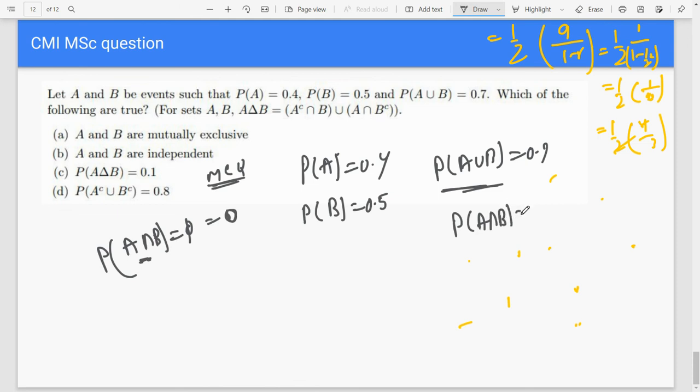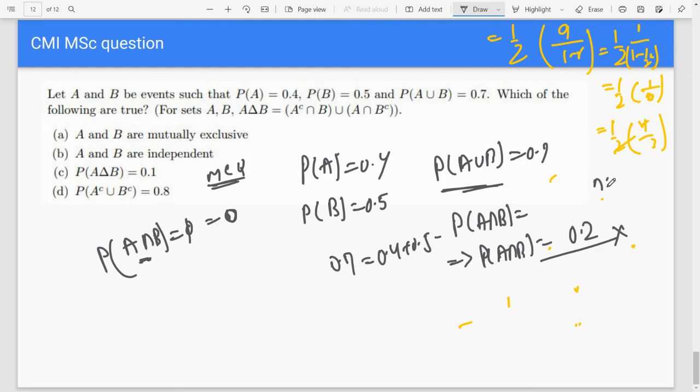The probability of A union B is 0.7, which is equal to 0.4 plus 0.5 minus this particular thing. So this comes to 0.2. Obviously this is not a mutually exclusive event, because it would have been 0, and if it had been 0, we would have concluded that A intersection B has no element in common. So this is not the correct statement. Next, A and B are independent.